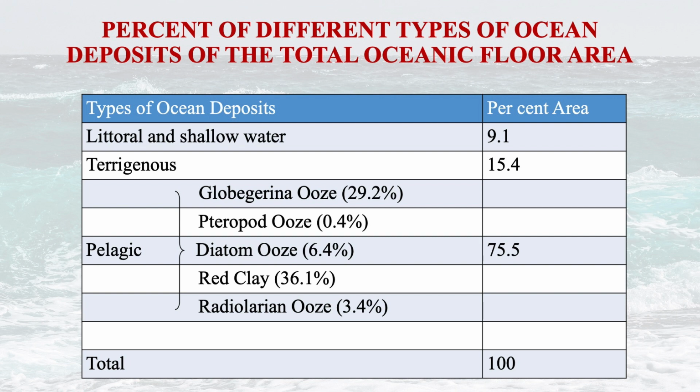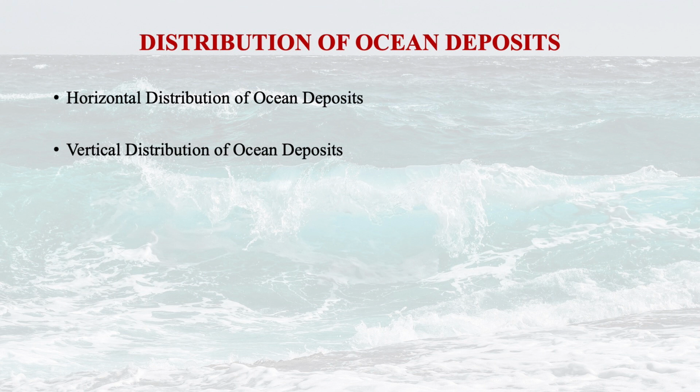Now let us study the horizontal and vertical distribution of ocean deposits. Since the ocean is a three-dimensional body, like in the previous video programs, we had studied the horizontal and vertical distribution of other properties of the oceans like temperature, salinity, etc. So it is also worthwhile to study the distribution of ocean deposits in terms of horizontal and vertical distribution.